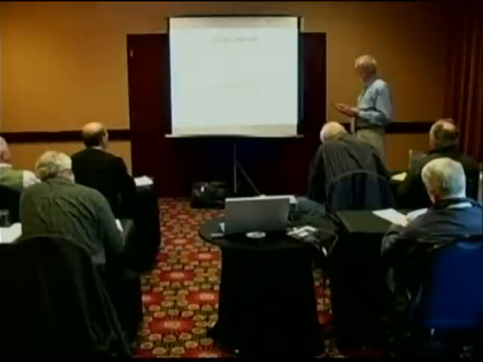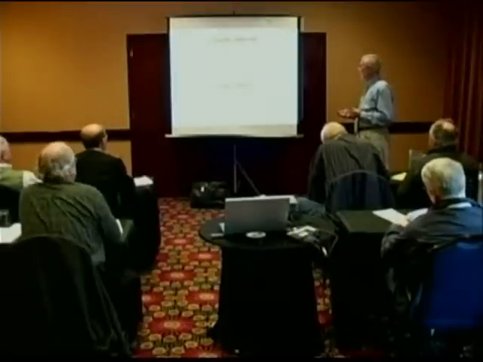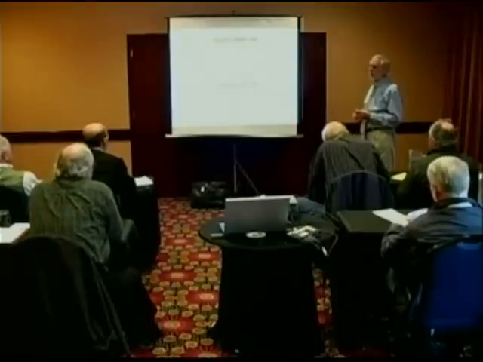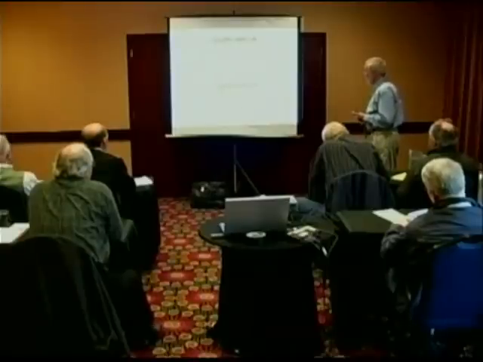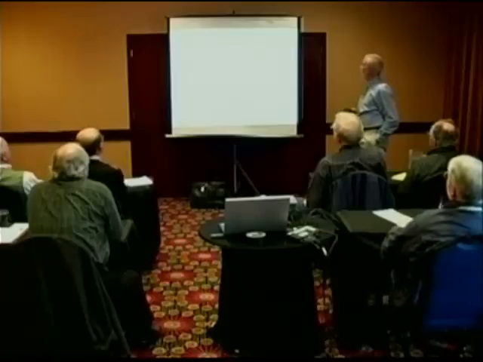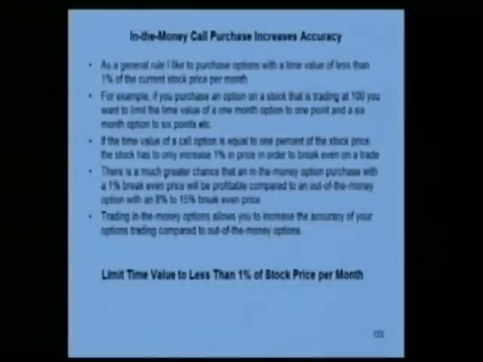So trading out of the money options is very high risk and very low probability of success. In 2006, you would have had 2 profitable trades and 10 total losses. So it just shows you that with out of the money options, it's very hard to make money. Now I have a general rule of thumb for selecting the strike price, and you want to purchase options with a time value of less than 1% of the current stock price per month.